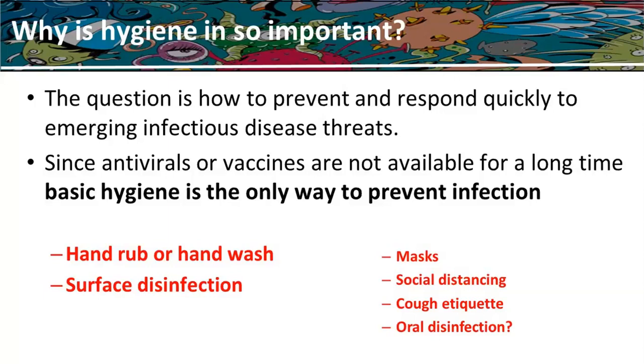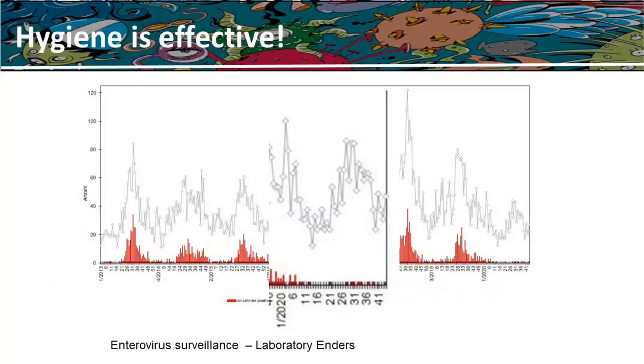Next slide. And how effective hygiene is, I want to show you here. This is our statistics from 2013 to 2020 of enterovirus. We always do statistics in our lab, and we also do the virus diagnosis, and these are the clinical isolates of our laboratory. Usually we have up to 200 isolates or more, but this year we got the samples, but we found nearly no enteroviruses.